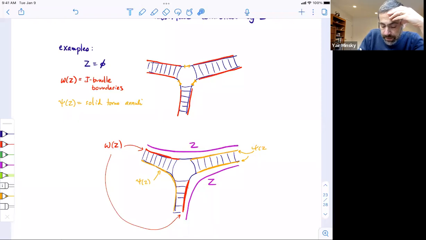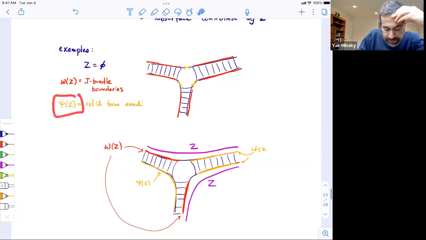I don't need them. On the other hand, anything that crosses the yellow cannot escape from Z, because it has no cylinders at all. And so that means that omega is exactly the boundaries of the I bundles. And then psi over here is exactly the yellow annuli, because it's the complement of the red surface. Okay, so the main property of psi that's important is that nothing that crosses psi can escape from Z. That's the property of psi.